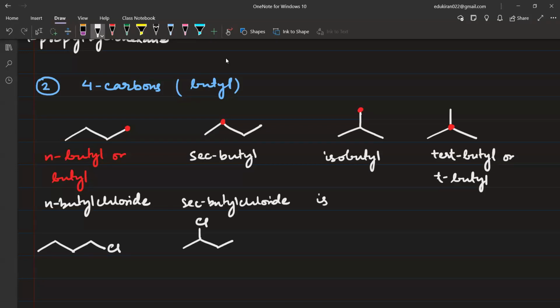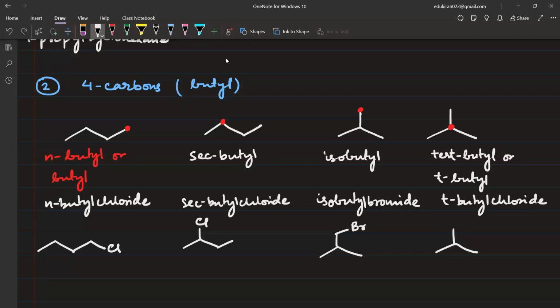If you have isobutyl bromide, let us take. Then you will draw the isobutyl group like this. And see, if you attach bromine here, then also it is fine. If you attach it here, then also it is fine. All of these are cases of what? Isobutyl bromide. Sorry, Br you have to attach, my bad. In this case, you can write T-butyl chloride. So you'll make tertiary butyl group like this, and you can attach chlorine here. That's it.